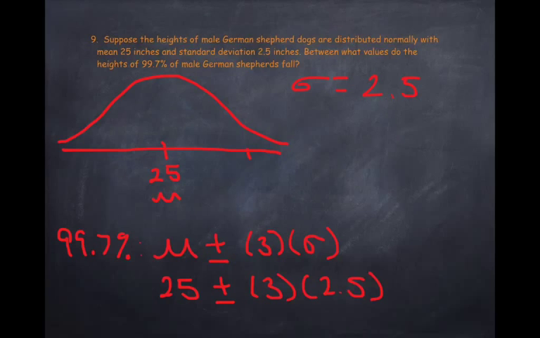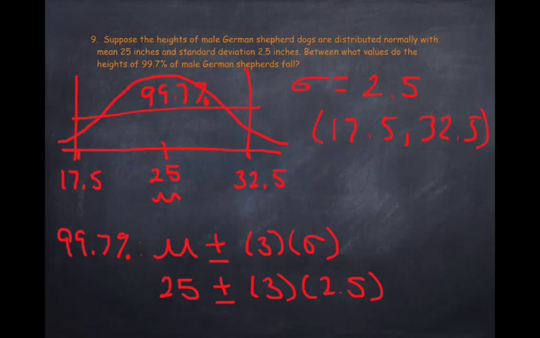And so if you found those numbers, you should get 32.5 when you add, and you should have got 17.5 when you subtract. And so right there, there's our 99.7%. And so what this is saying right here is that for all male German Shepherd dogs, 99.7% of them are going to have a height between 17.5 and 32.5 inches.